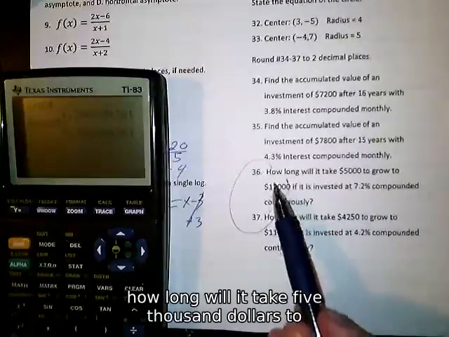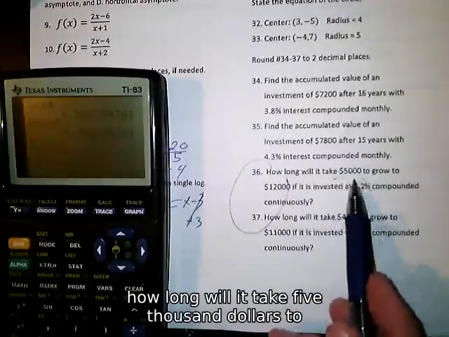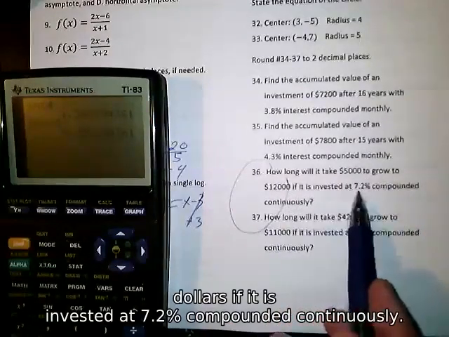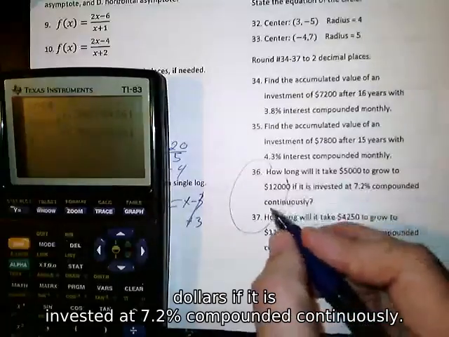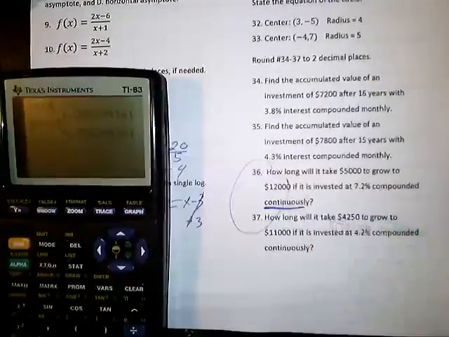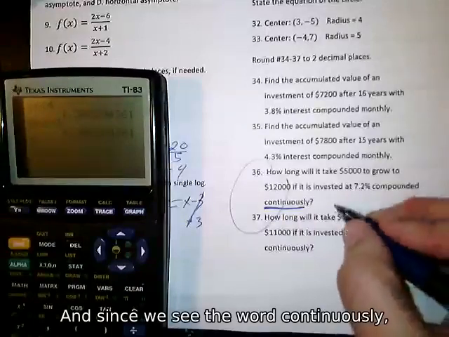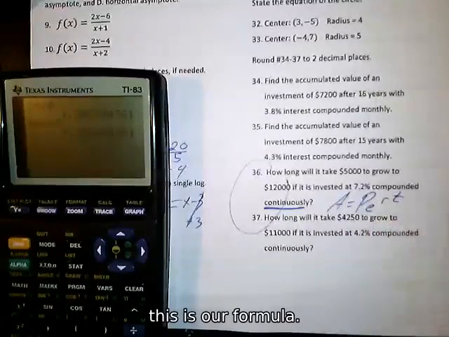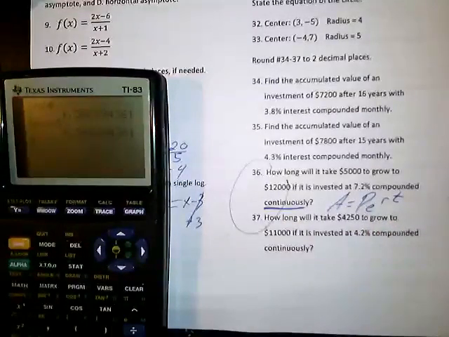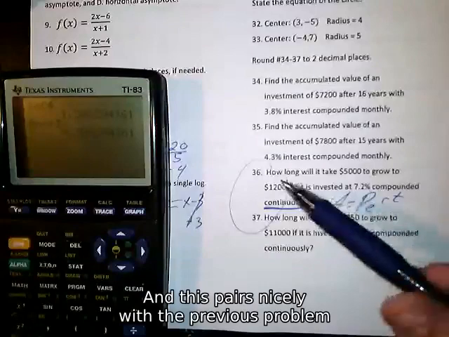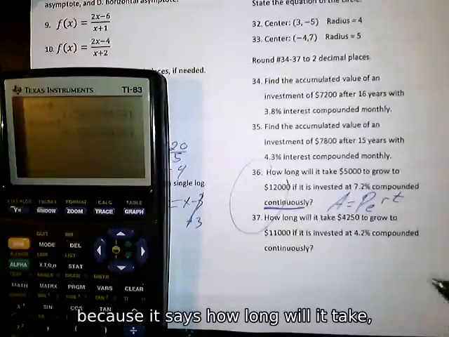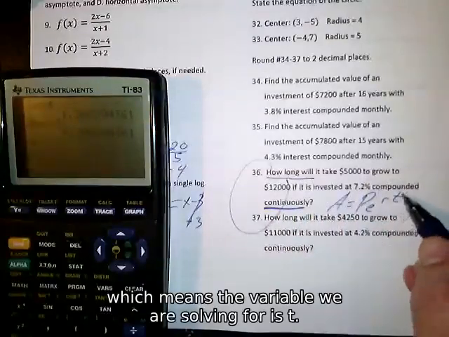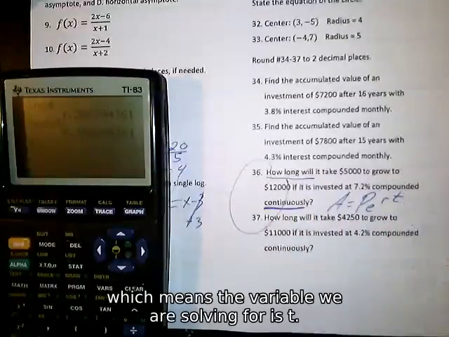So, how long will it take $5,000 to grow to $12,000 if it is invested at 7.2% compounded continuously? And since we see the word continuously, this is our formula. And this pairs nicely with the previous problem because it says how long will it take, which means the variable we are solving for is t.